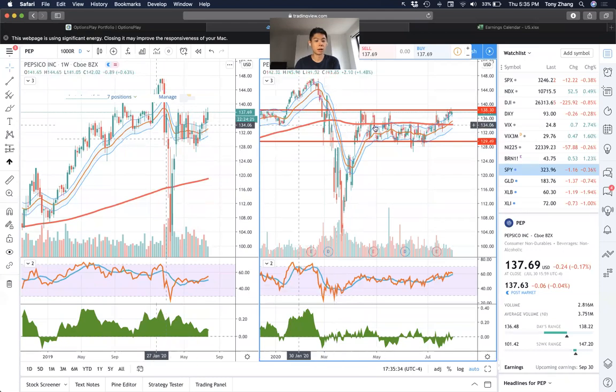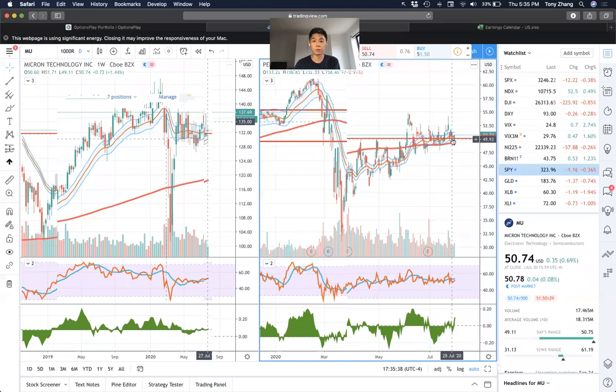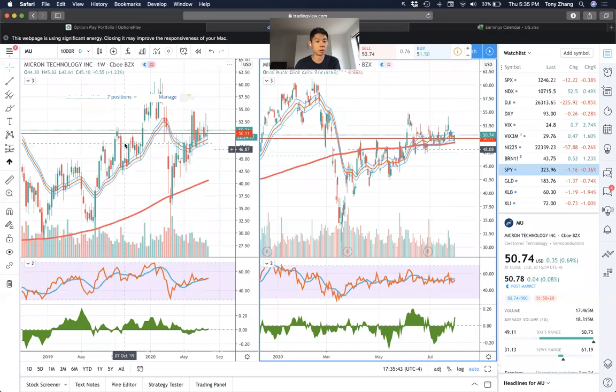What strikes do you like on the MU credit spread? The 50-45 or 50-46? 50-46 was the one that I was looking at here for MU.